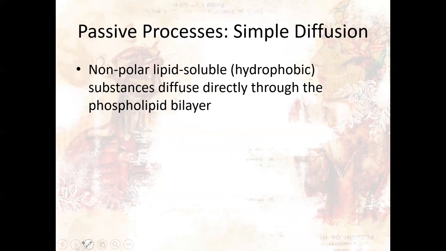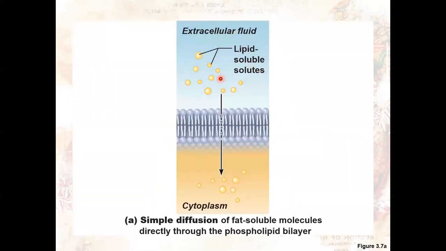So here we see simple diffusion of a lipid across the membrane. So this would be like this lipid soluble thing here. That would be something like a steroid going straight through the membrane. Doesn't need any help. Doesn't need any advice. It's just going to go from high to low concentration. So diffusion is fat soluble molecules diffusing across that membrane.